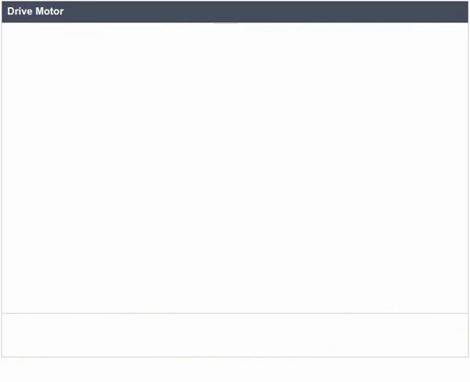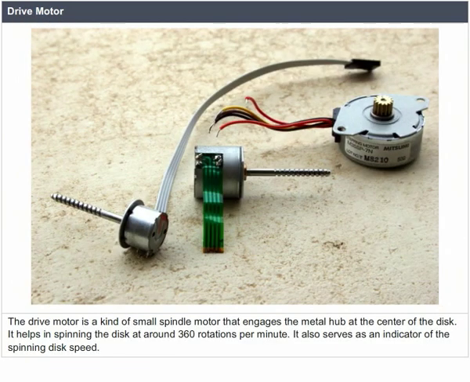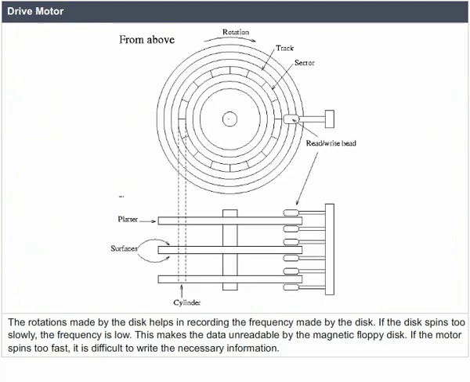Drive motor. The drive motor is a kind of small spindle motor that engages the metal hub at the center of the disk. It helps in spinning the disk at around 360 rotations per minute. It also serves as an indicator of the spinning disk speed. The rotations made by the disk help in recording the frequency made by the disk. If the disk spins too slowly, the frequency is low. This makes the data unreadable by the magnetic floppy disk. If the motor spins too fast, it is difficult to write the necessary information.